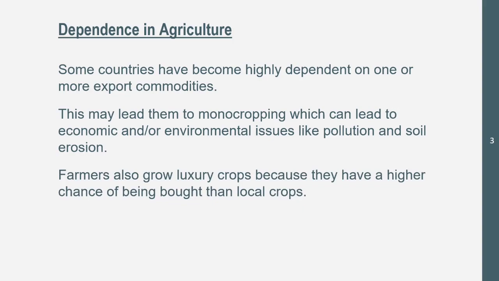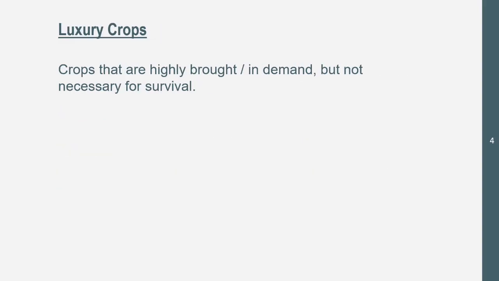Now, farmers also grow luxury crops because they have a higher chance of being bought than local crops, and this contributes to that. So they may be highly dependent on those luxury crops, and they start monocropping, leading to that. So that's kind of an example of it. Now, you may not know what a luxury crop is, and that is all right. We're going to actually go over a little bit of what luxury crops are. So these are crops that are highly bought or in demand, but not necessary for survival. So you can live without them.